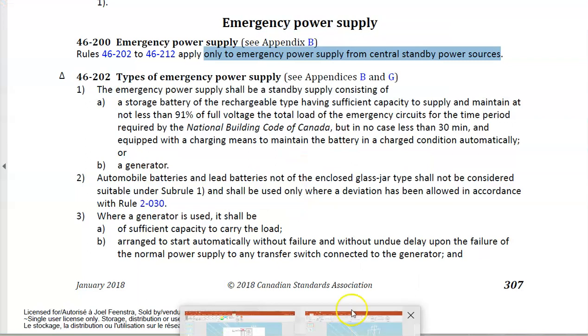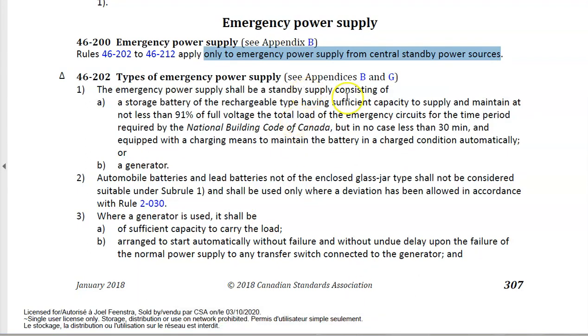Okay, the emergency power supply shall be a standby supply consisting of either a storage battery of the rechargeable type or a generator. That's our two options for our type of emergency power supply. And if it is a battery, it has to be able to supply and maintain at 91% of full voltage the total load for the time period required by the National Building Code of Canada. In other words, there's going to be different time periods all the way up to 2 hours, depending upon the institution. But in no case less than 30 minutes.